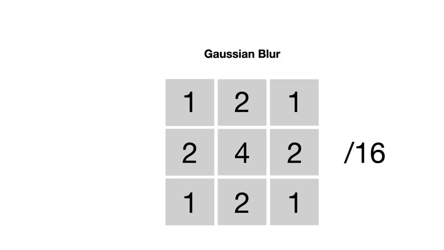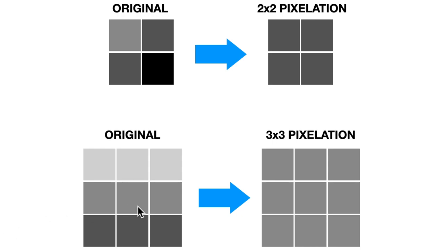The concept for this Gaussian blur is really simple. We're taking a weighted average of 9 pixels. Now, you might recall if you watched my video on pixelation, we looked at either 4 pixels or 9 pixels, and we didn't take a weighted average, we just took an average, a mean, of those pixels, and then we made all of the pixels in that block that average. We set them all to the average.